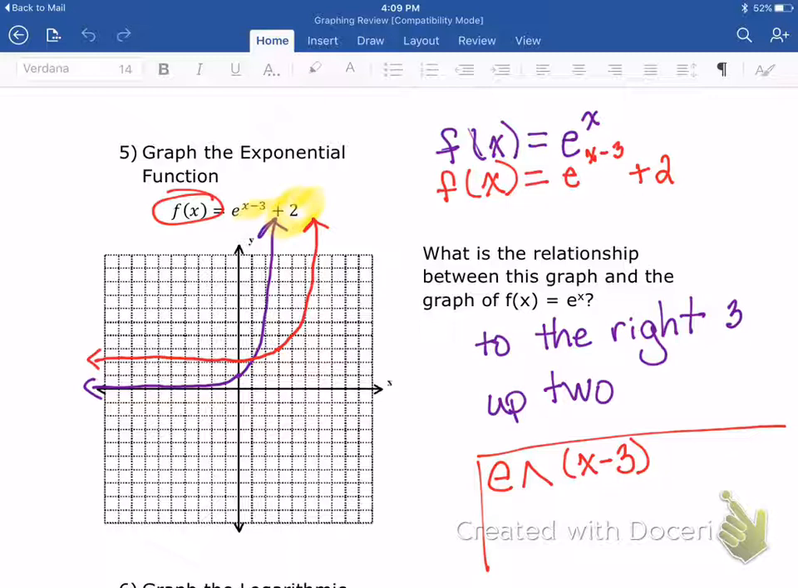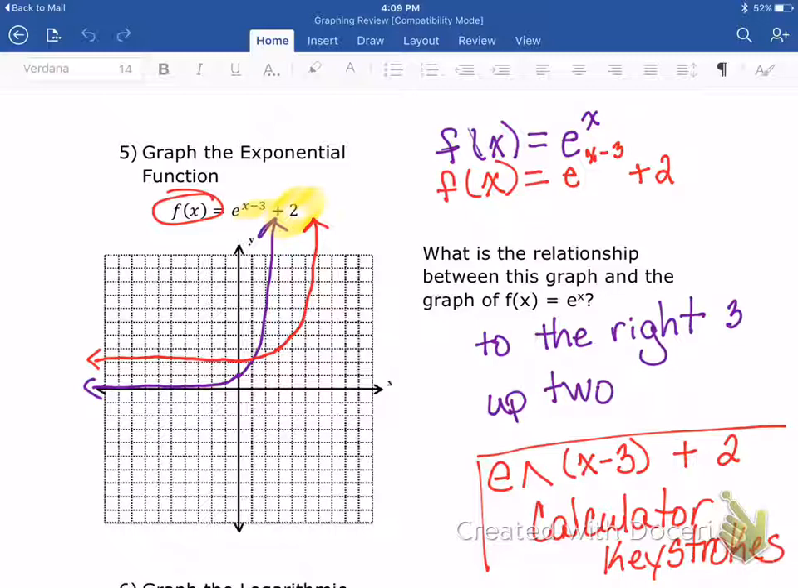Now, some of the newer calculators, you can look at it and tell, but that always guarantees it. And even with the new calculators, it'll be fine if you have that in parentheses. Then we have our plus 2, because that is affecting our y value. So right here, those are our calculator keystrokes, because our calculator only does what we tell it to do. So there is our graph.